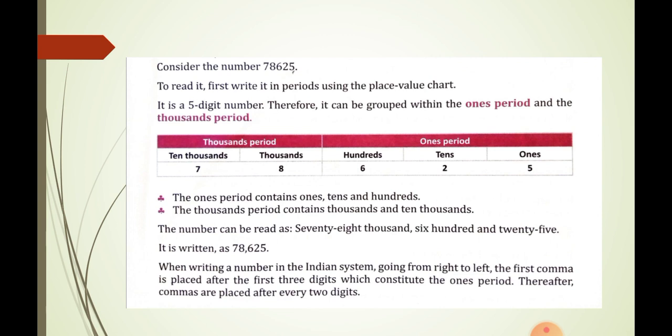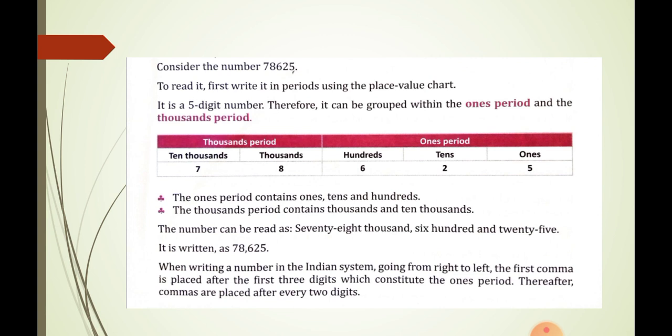Then in thousands period we should make two places. One is thousands place and another one is 10,000 place. So under this thousands period we should make two places. Then the ones period contains ones, tens and hundreds. The thousands period contains thousands and 10,000s. The number can be read as 78,625.